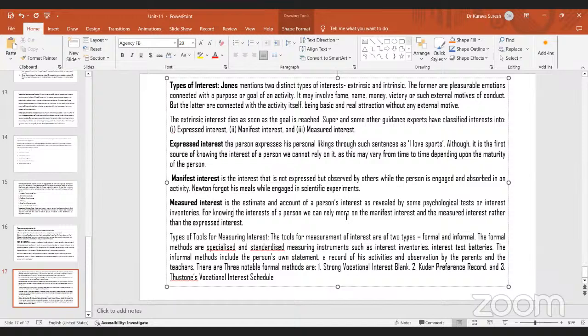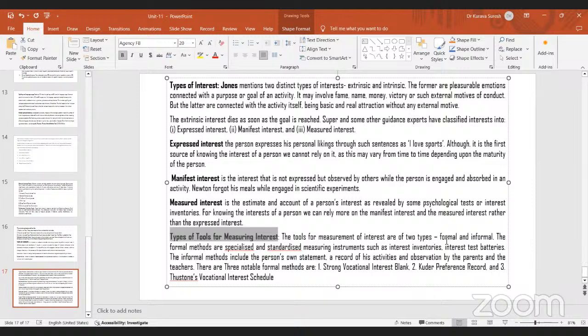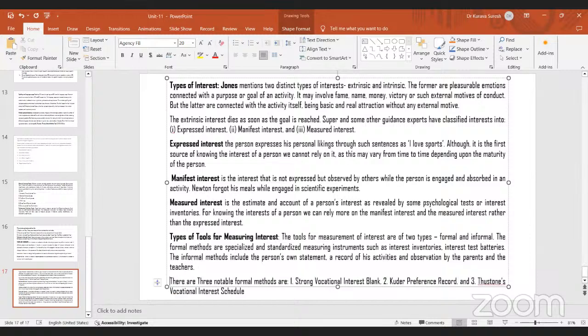Types of tools for measuring interest. There are many tools for measuring interest. These methods are of two types, formal and informal. The formal methods use specialized and standardized measuring instruments such as interest inventories and interest batteries. The informal methods include the person's own statement, a record of activities, and observation by the parents or teachers.